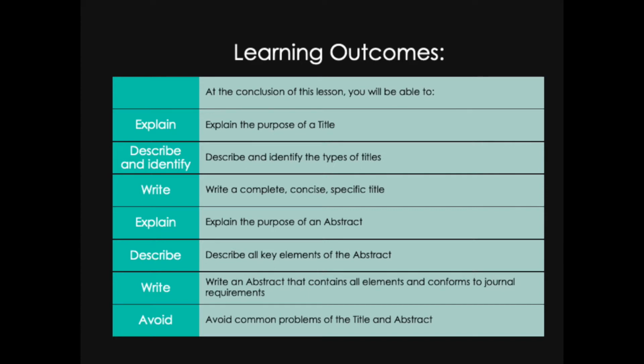At the conclusion of this lesson, you will be able to explain the purpose of a title. You will be able to describe and identify the types of titles. You will be able to write a complete, concise, and specific title, and explain the purpose of an abstract. You'll be able to describe all the key elements of the abstract. You'll be able to write an abstract that contains all of these elements and that conforms to journal requirements. And you'll be able to avoid the common problems of the title and of the abstract.